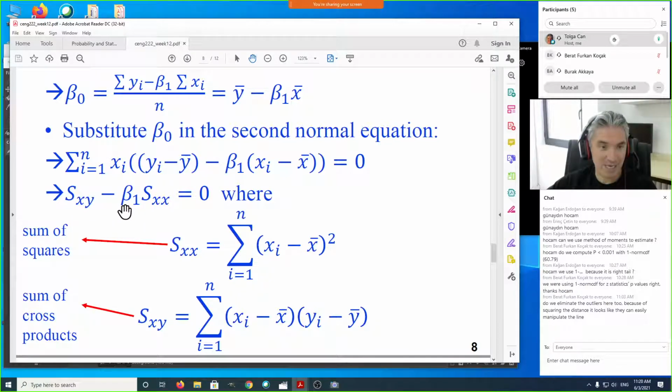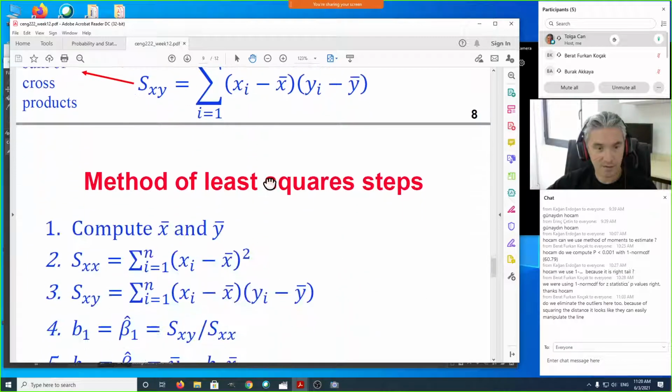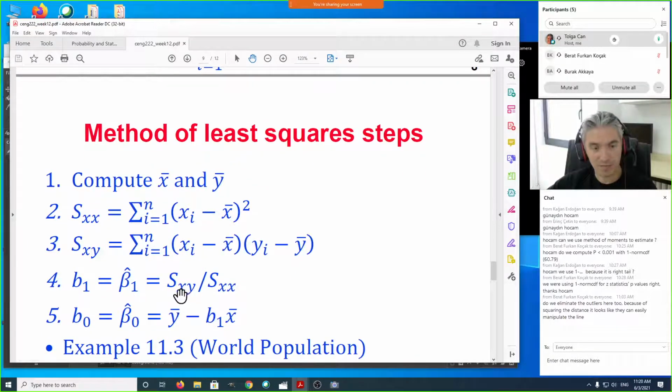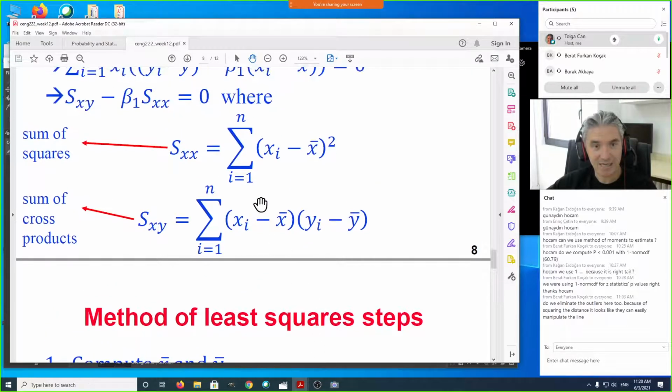Beta 1 is going to be equal to Sxy divided by Sxx. This looks like the denominator. There's a reason why we call this Sxx, because it's like the numerator when we try to estimate the sample variance of the single random variable xi's. This is what we would have in the numerator, right? If you divide this by n minus 1, that's the sample variance for x.